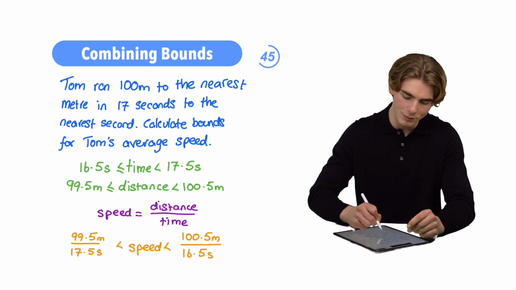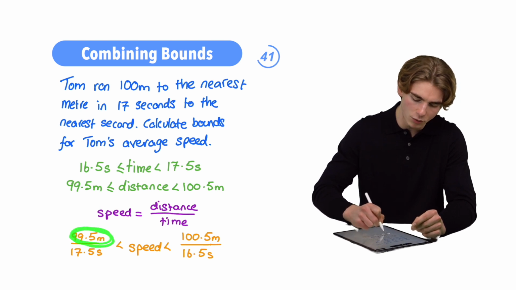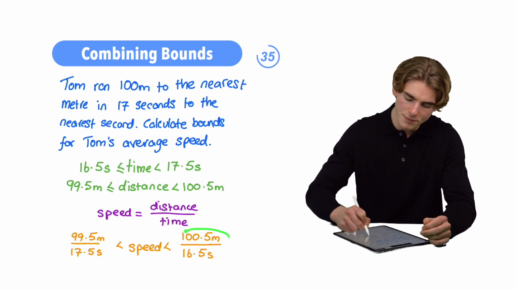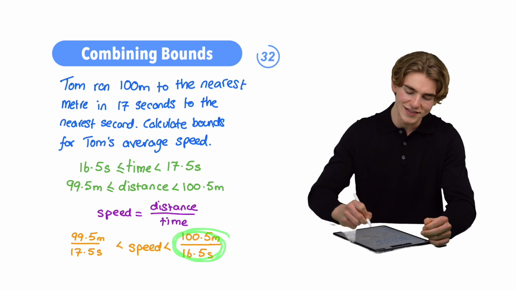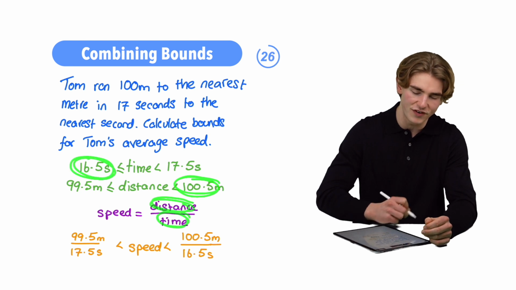We can see that this is represented in our bound by the 99.5 meters on the numerator and 17.5 seconds on the denominator. In the same way, if we wanted to calculate our upper bound for our speed, we're going to need the biggest possible distance, 100.5, and the smallest possible time, 16.5 seconds.